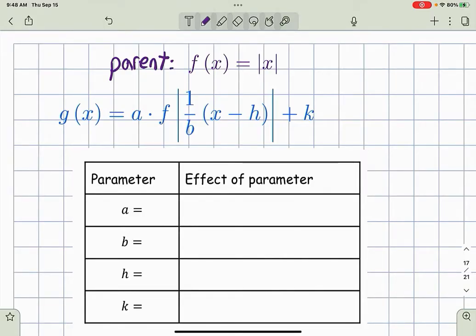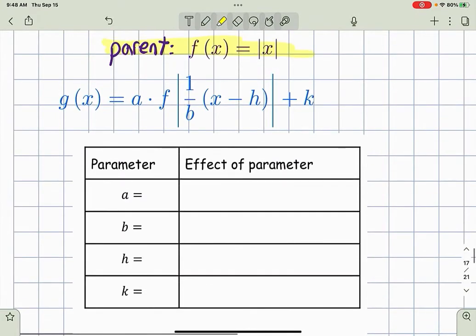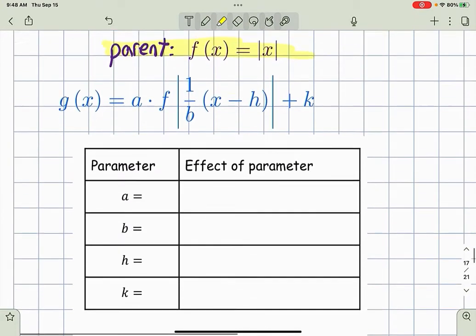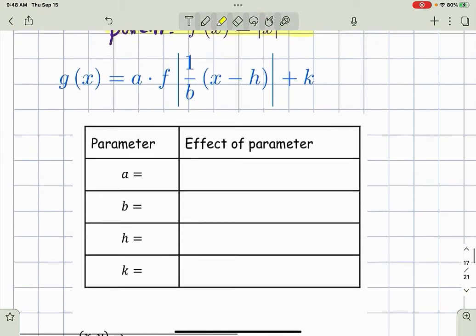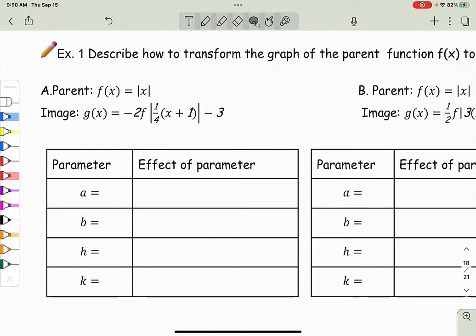And what we're going to do is take a parent function and then use the transformation or the image function and discuss and put into a table how we're going from the parent into the image, or how we're going from f of x to g of x. We're then going to go ahead and make a rule of our point xy, which will be basically a formula for x and a formula for y that will allow us to use a table of numbers and get the transformed x and y. So let's go ahead and work an example.